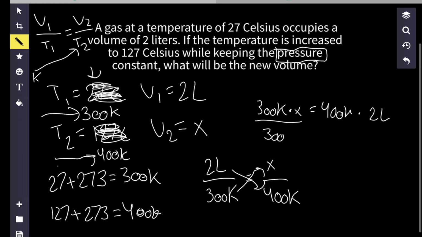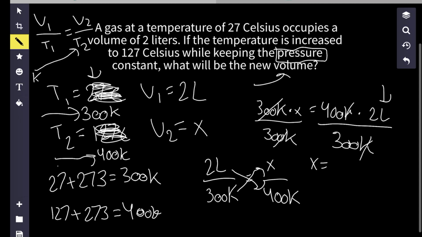Divide both sides by 300 degrees Kelvin. Since the Kelvins cancel out, we're left with liters. And because we're trying to find the new volume, this is correct, we're going down the correct path. We're going to get X equals 2 times 400, that is 800 liters divided by 300. The zeros cancel out, and we're left with 8 divided by 3 liters.